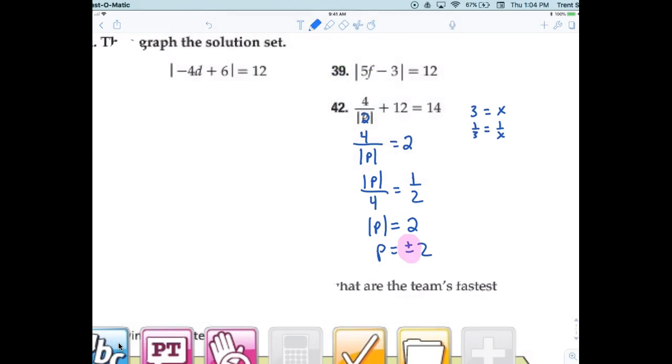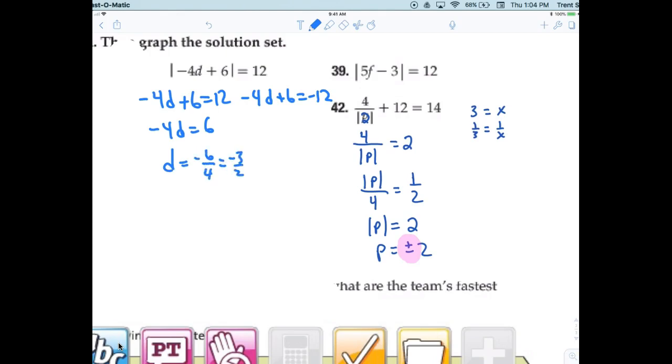So for this, we would just say what? Negative 4d plus 6 equals 12. Negative 4d plus 6 equals negative 12. Do I agree? So can we subtract 6? Yes. 12 minus 6 is 6, right? So it would be negative 4d equals 6. So d is equal to negative 6/4, which reduces to negative 3/2.